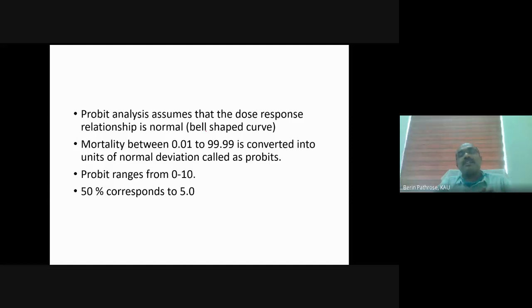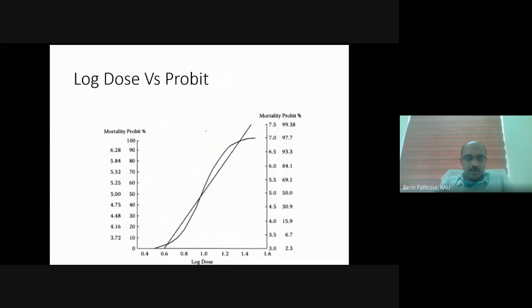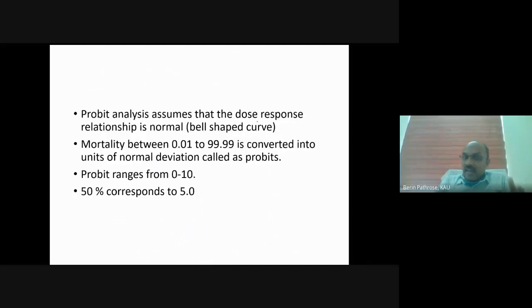And the probit ranges from 0 to 10. This is depicted from 3 to 7.5, but it varies. The minimum is 0 and the maximum is 10. It can't go below 0 and it can't go above 10. And a probit value of 5 corresponds to LC50.